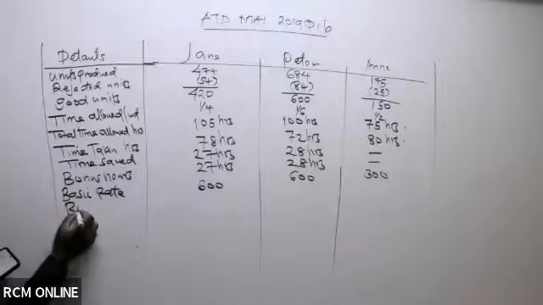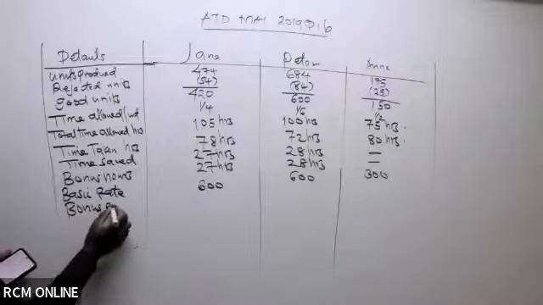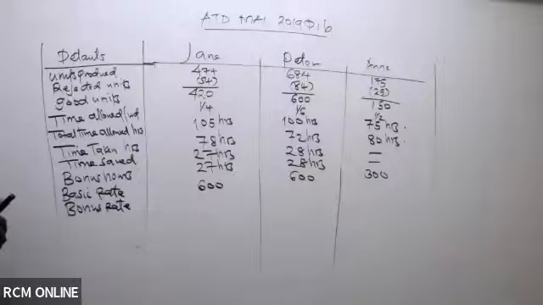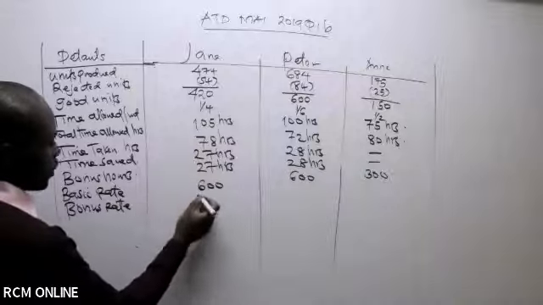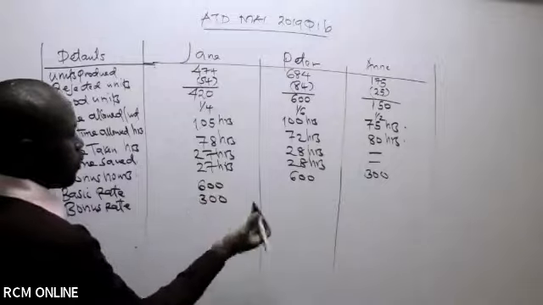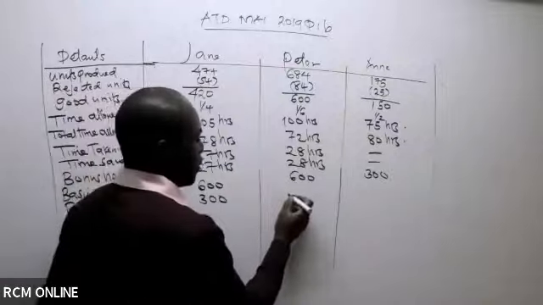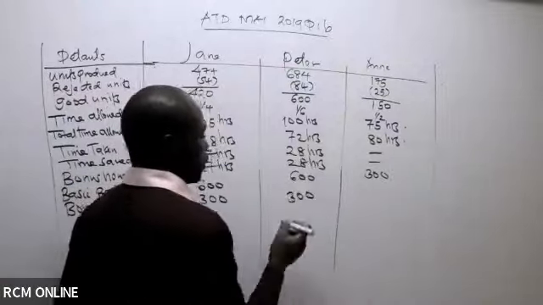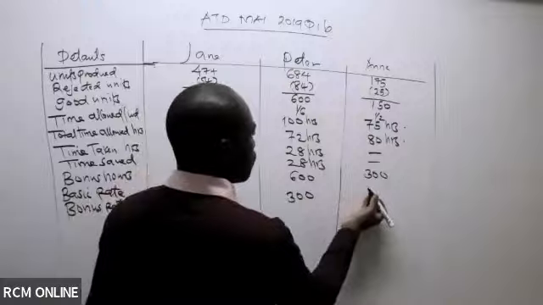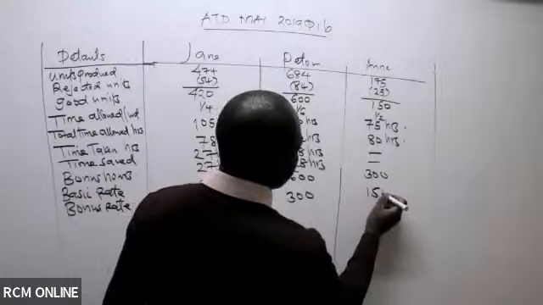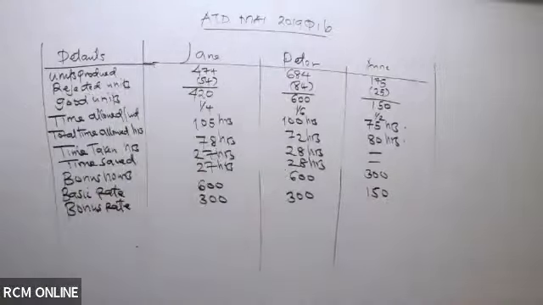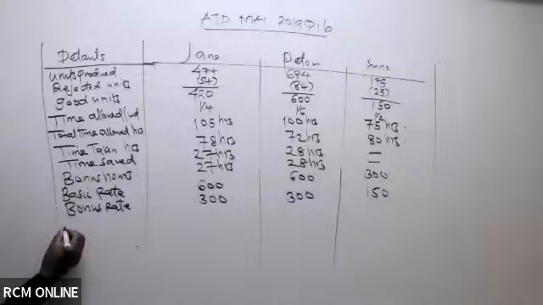About the bonus rate. The bonus rate, we are told, is half of the basic or normal wage rate. So if the normal wage rate for Jane is 600, bonus will be half of it. If the normal wage rate for Peter is 600, bonus will be half of it. And if normal for Anne is 300, we will be having half of it, which is 150.